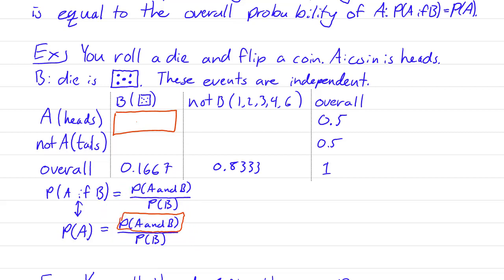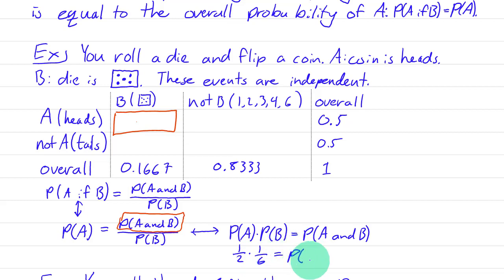And to get that, you could multiply both sides of this equation by the probability of B, so to cancel out that division. So that will give you the probability of A times the probability of B equals the thing we want, the probability of A and B. So now we know the probability of A and we know the probability of B. There's the 0.5, which you can write as 1/2, and then the 0.1667, which you can write as 1/6, equals what we're trying to find.